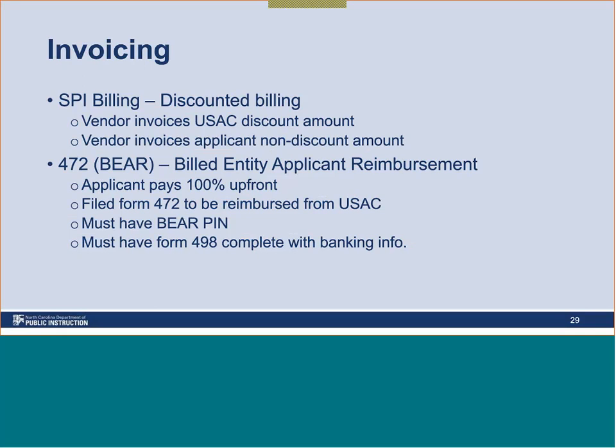I apologize. So SPI billing is the discounted billing where your vendor invoices USAC for the discount amount, and then the vendor invoices the applicant, you, for the non-discounted amount. And a BEAR, or Form 472, is where you pay all of the costs, and then you file your Form 472 to be reimbursed later on. In order to do that, you must have a BEAR PIN and also a 498. So that's something else we recommend. It's a one and done form with your banking information that is filled out by your finance department. It's probably a good idea. Just hop on, get it done, and once it's done, it's done.